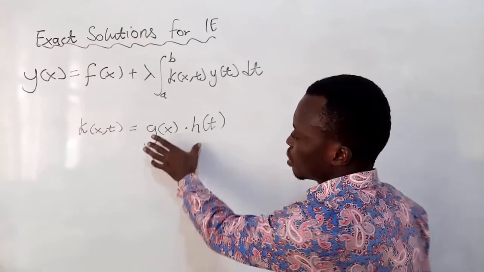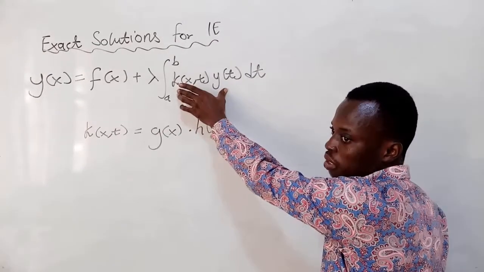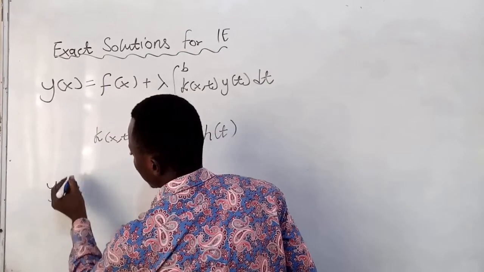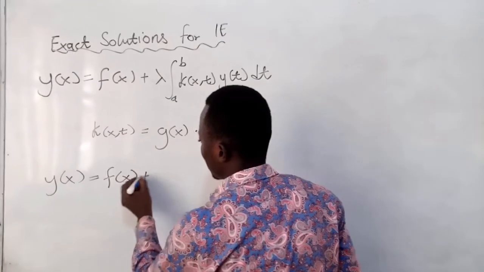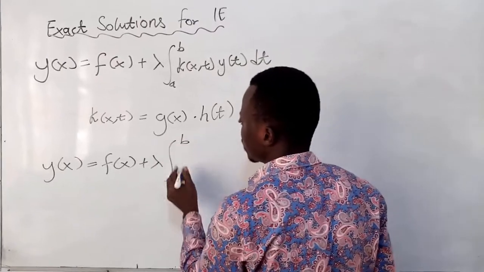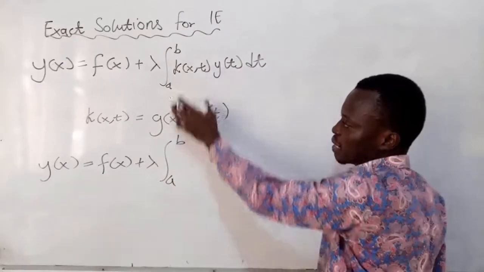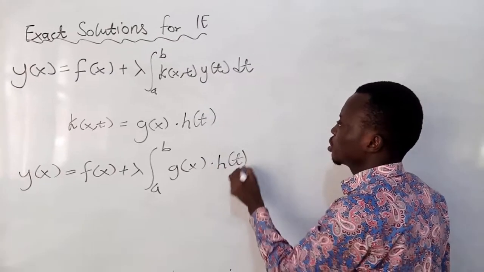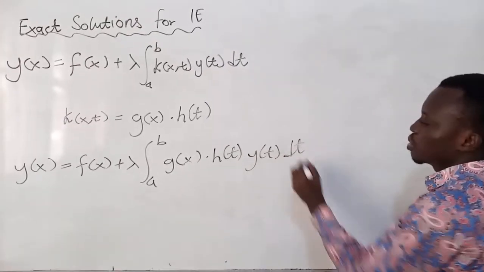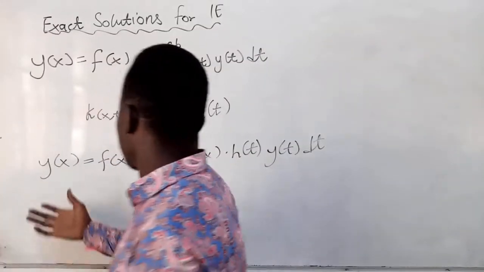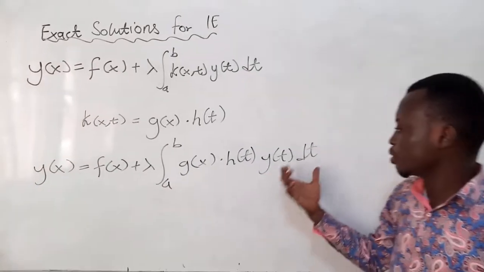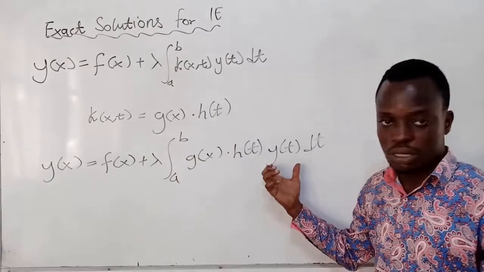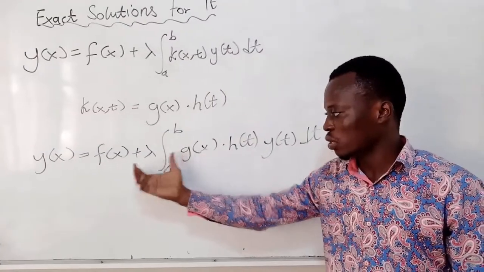Now let's substitute this into our second kind equation. I'm going to have y of s equal to f of s plus lambda integral from a to b. Then in place of the kernel k of s,t, we're going to replace g of s dot h of t, y of t, dt. The integral operator is with respect to t. Therefore, g of s, the function of s, does not depend on this, so you can separate it. You can bring this one outside.